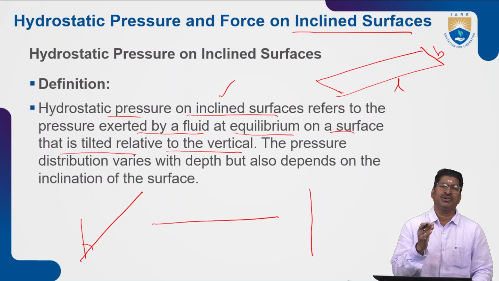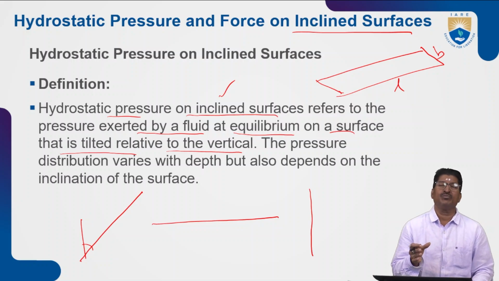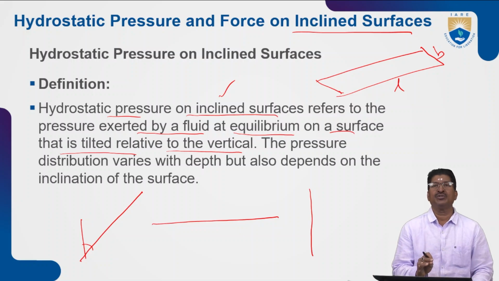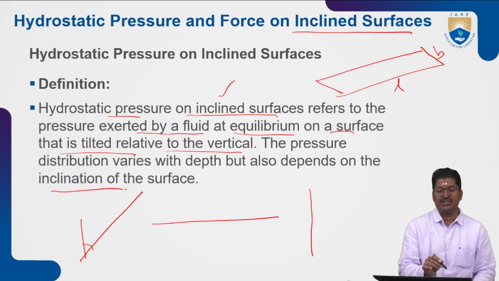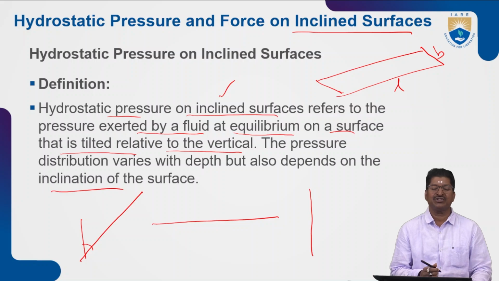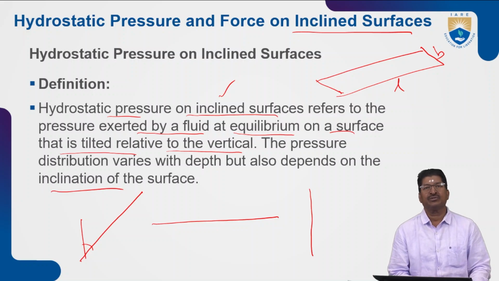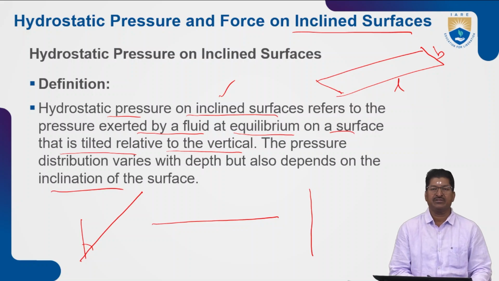So when you go deeper, the pressure will get more. So more depth, more pressure. And not only that, more depth and more pressure, but also the inclination of the surface. So what will happen if the surface is more inclined, less inclined, or in vertical condition? That is also related to how much force is acting on the submerged surface.